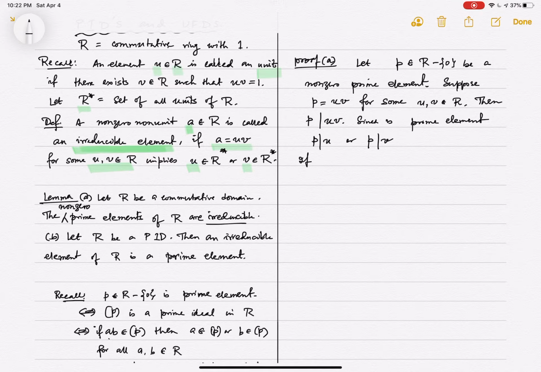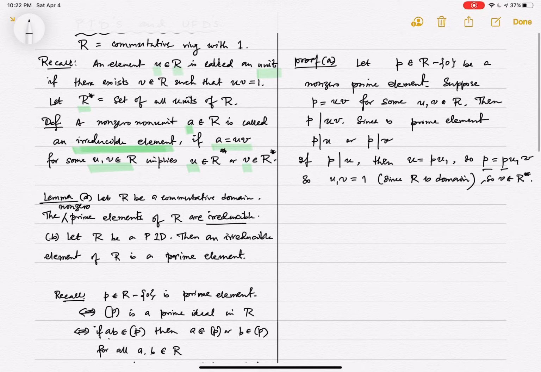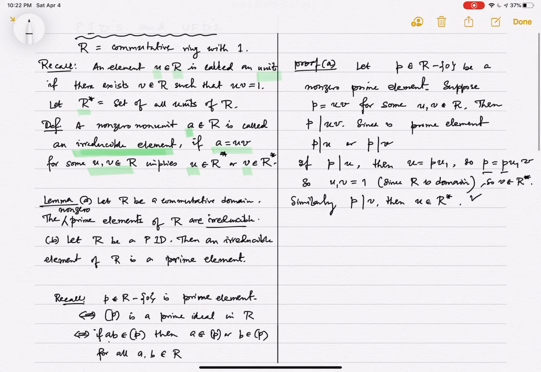Now if P divides U, then U is P U1, so P is P U1 V, so U1 V is 1, since R is a domain. If you're in a domain, you can cancel P from both sides of this equation and you get U1 times V is 1, so V is a unit. Similarly, exactly the same argument, if P divides V, then U is a unit. So that's one implication. This is the easy implication.